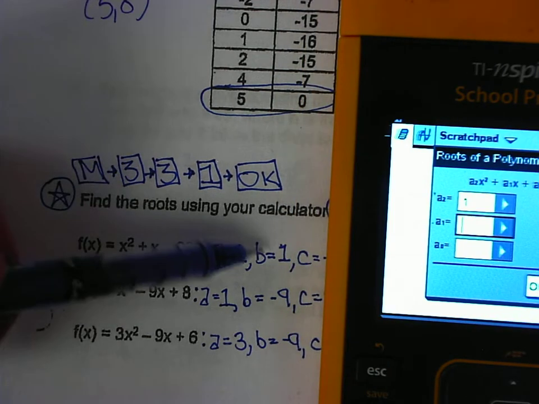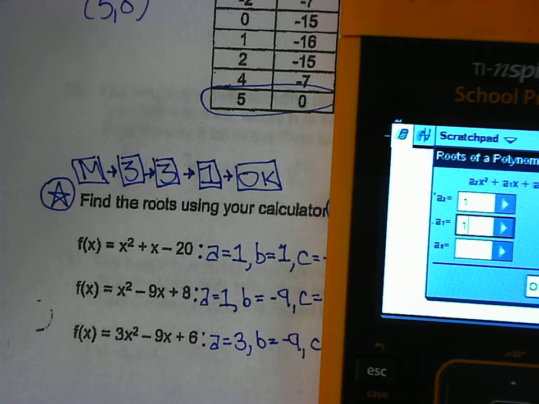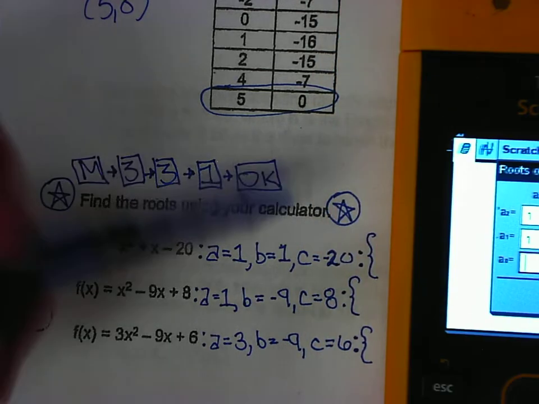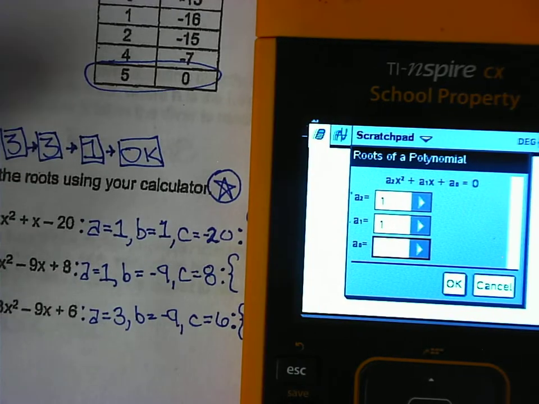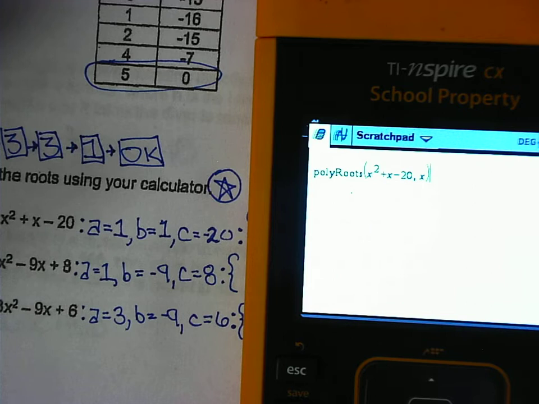My B value was also a positive 1. So I'll enter a 1 in that box and also down arrow. And my C value is a negative 20. So I'll go ahead and enter negative 20 in that final box, down arrow to where it says OK, and then I'll go ahead and press enter.